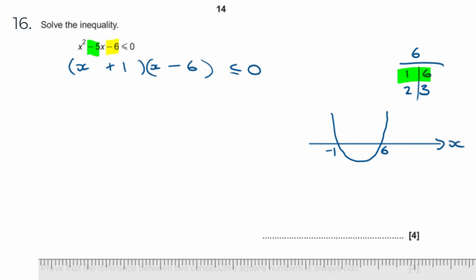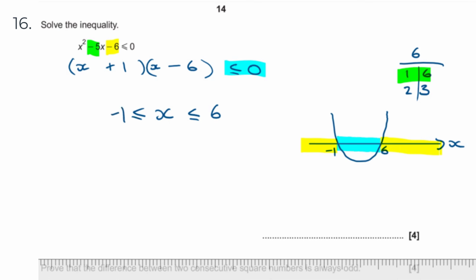Now we want to know when this function is less than 0. So for what sections of the number line for x is this graph negative? Well, it's below the axis in this section from here to here, isn't it? On the other sides, here it's above the axis, and here it's above the axis. So it's just those bits between minus 1 and 6 where this function is below the x-axis, or negative. So the region we're looking for is the region between minus 1 and 6. So x lies between 6 and minus 1.